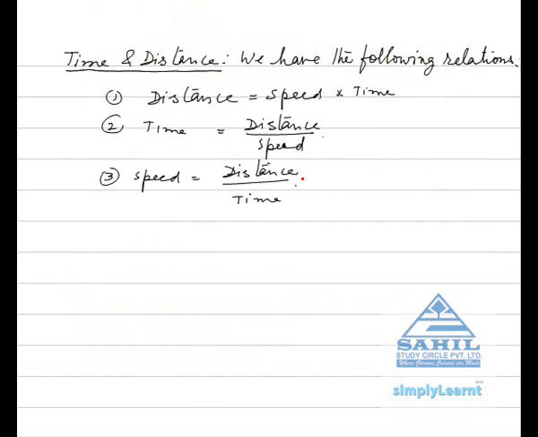Time and distance. We have the following relations. Number 1, distance is equal to speed into time. Number 2, time is equal to distance divided by speed. Number 3, speed is equal to distance divided by time. Out of these formulae, which involve 3 quantities, if we know any 2, we can find the third using the appropriate formula.